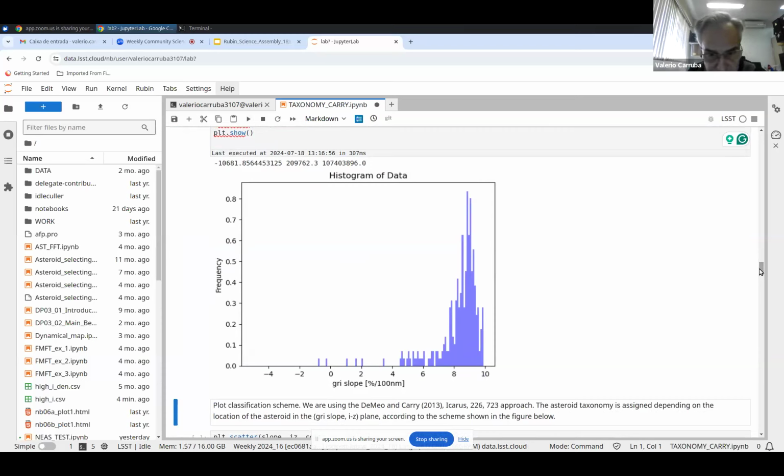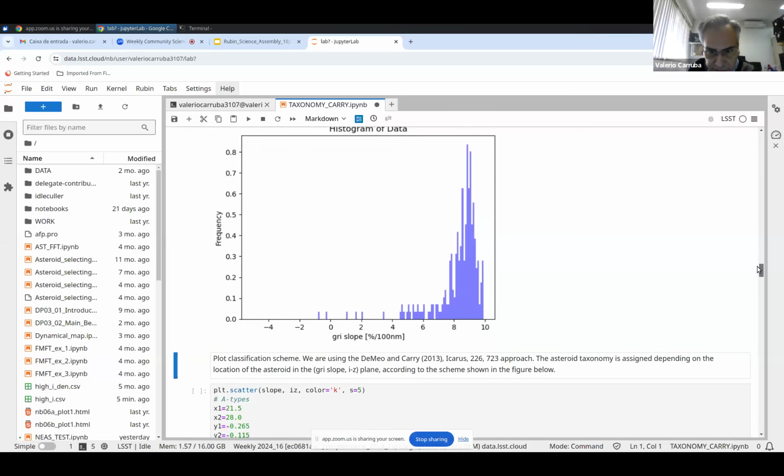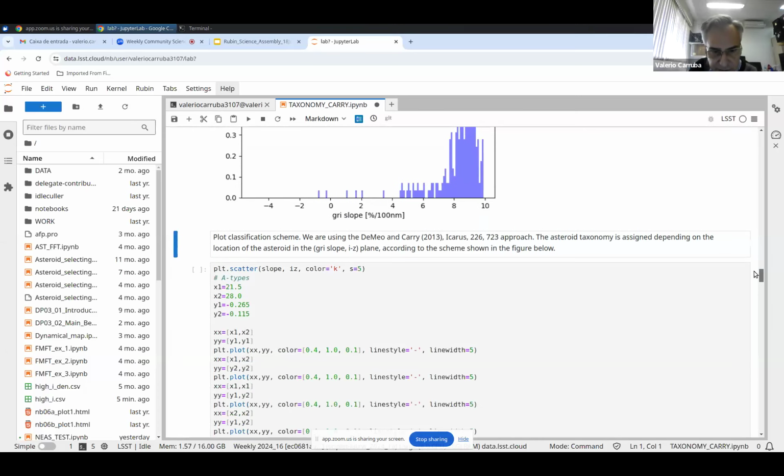This is a normalized histogram. You can see that the vast majority of these objects have GRE slopes around values of 9 and 10. This is usually associated with objects that are more in the S complex, but you also have objects around 5 percent per 100 nanometers, which are more associated with C complex taxonomies. So this already gives you an idea of what to expect for the asteroids in the region. There should be a predominance of S complex asteroids in this sample. This may be just an artifact of the way we selected the asteroids, which are not all the asteroids in the central main belt, but just a small sample in order to make things faster.